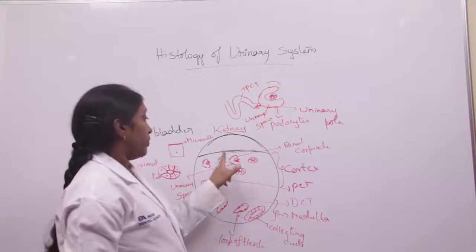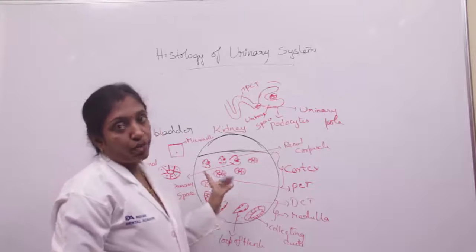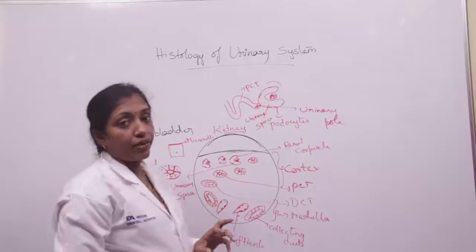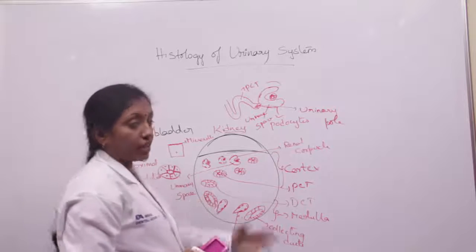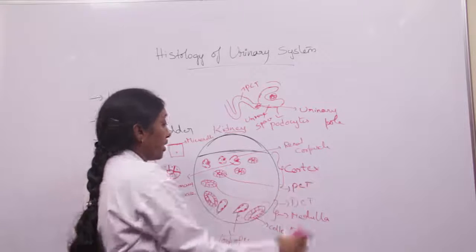So in the cortex, we will be able to see the renal corpuscles with the tuft of capillaries, the proximal convoluted tubule, which is lined by striated border, columnar or cuboidal epithelium, and the distal convoluted tubule, which has a comparatively large lumen when compared to the proximal convoluted tubule. These three structures are seen in the cortex of the kidney.